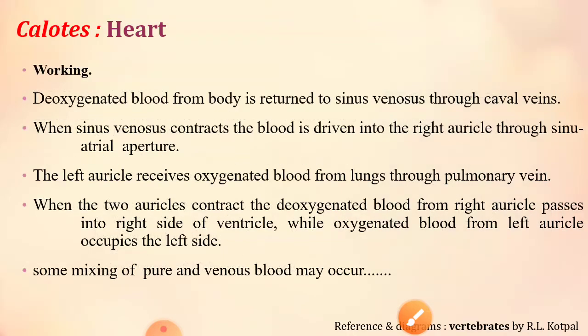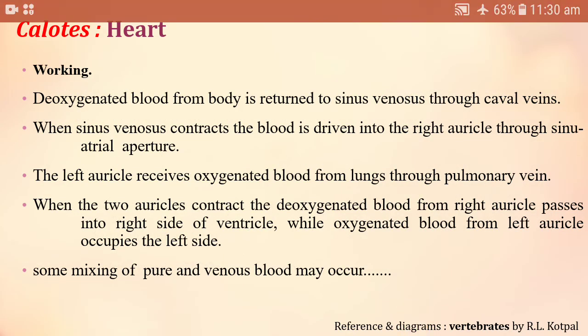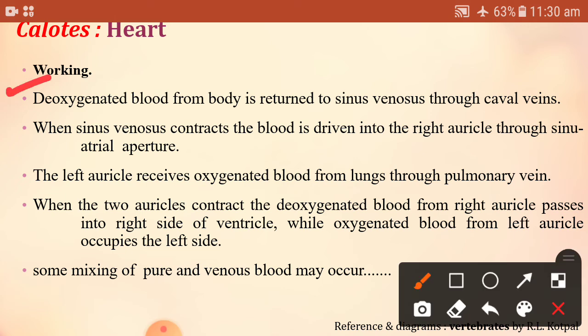Then about the working. The deoxygenated blood from the body is collected in a particular part called the sinus venosus through the caval veins, of which there are three: two precavals and one postcaval vein. When the sinus venosus contracts, the blood is forced into the right auricle through the sino-auricular aperture.